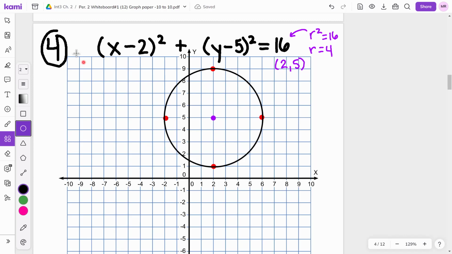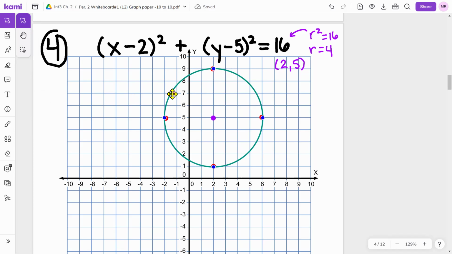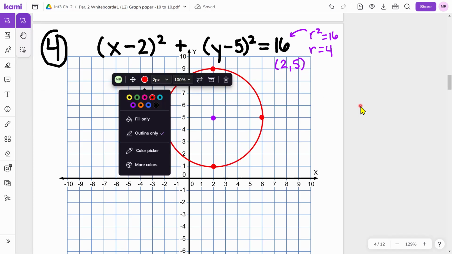Okay, there's my circle. And I'll just change it to the same color as the rest of my circle.